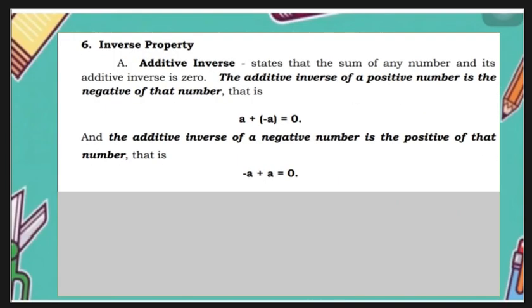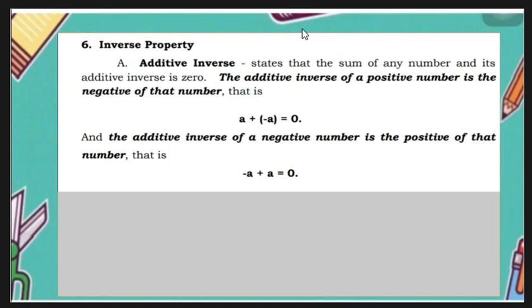This is number 6, or the last kind of property, we have the inverse property. So we have also the additive inverse. It states that the sum of any number and its additive inverse is 0. So the additive inverse of a positive number is the negative of that number. That is A.